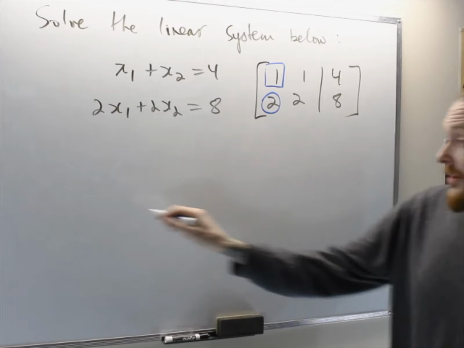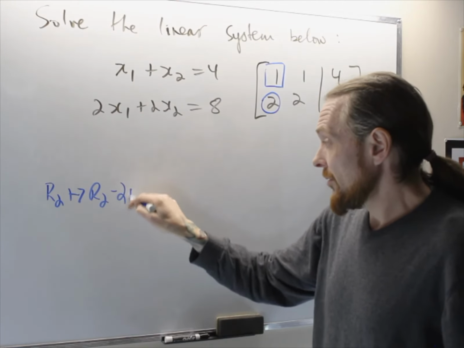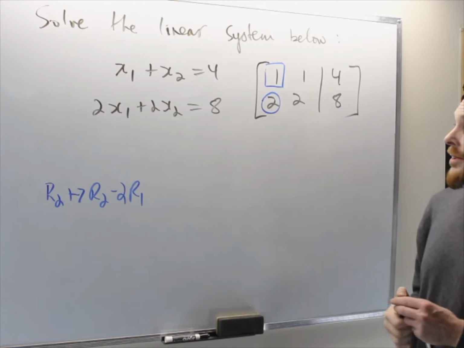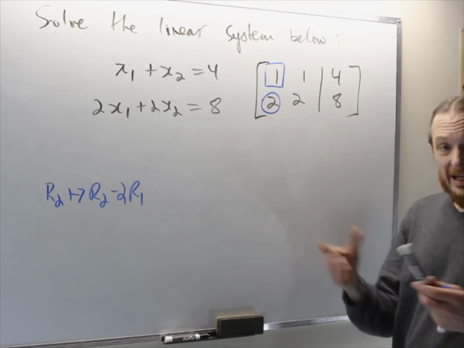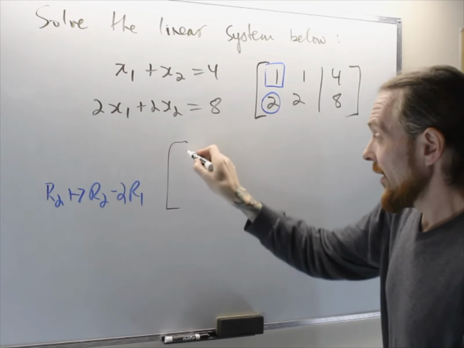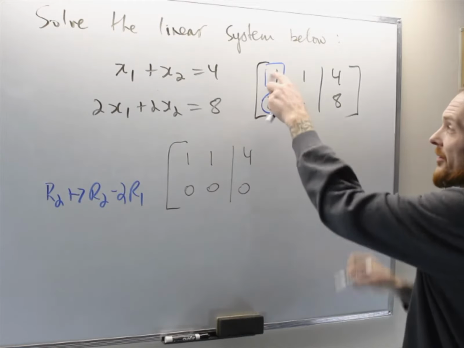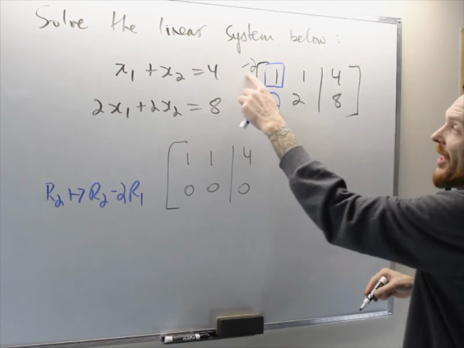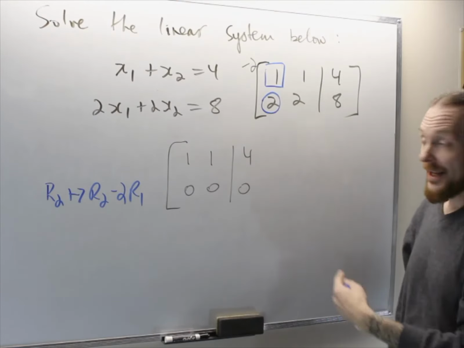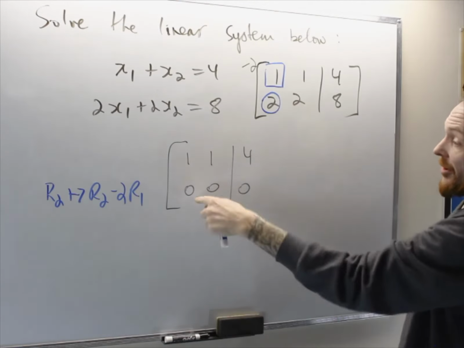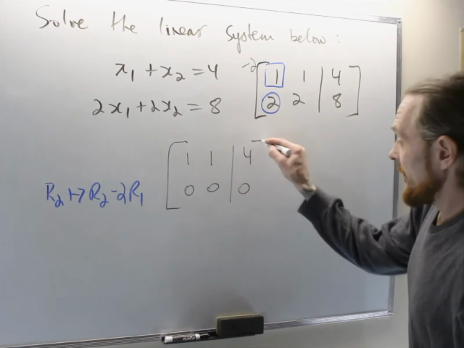So I'm going to do row 2 goes to row 2 minus 2 row 1 to get rid of this variable, and it turns out when I do that I entirely eliminate the row. So that's what this will look like: 1 1 4, 0 0 0. I'm multiplying by minus 2 this time, distributing it into every member of the row, and then adding it to this row. So 2 minus 2 is 0, 2 minus 2 is 0, and 8 minus 8 is 0.